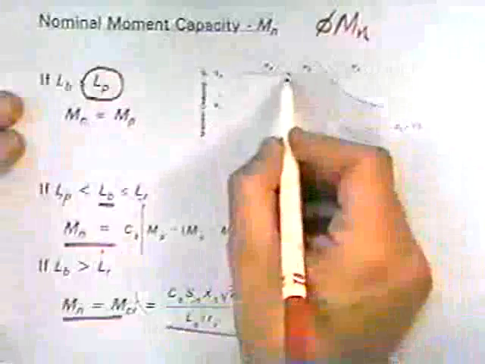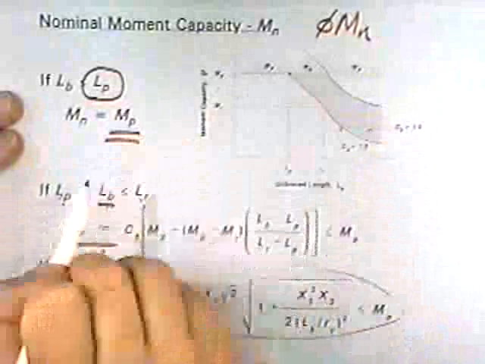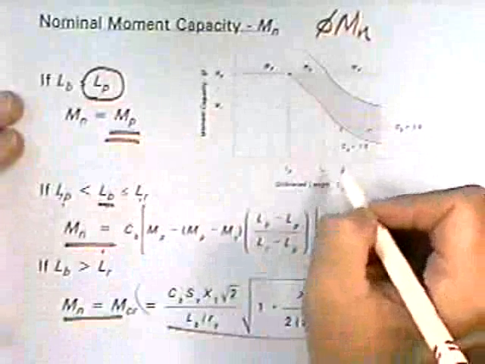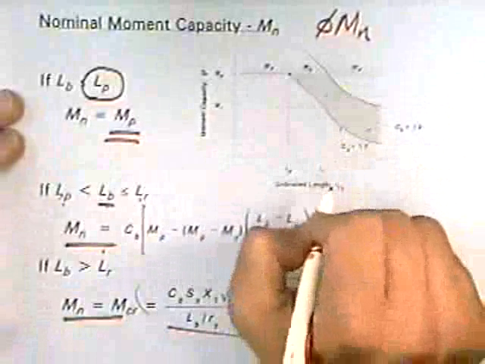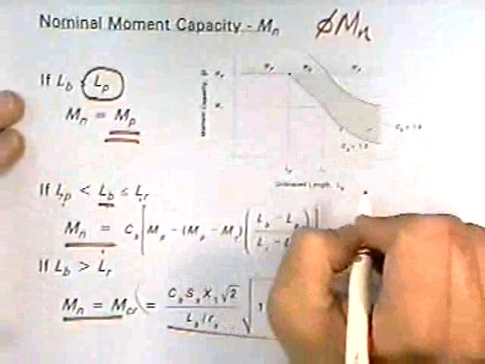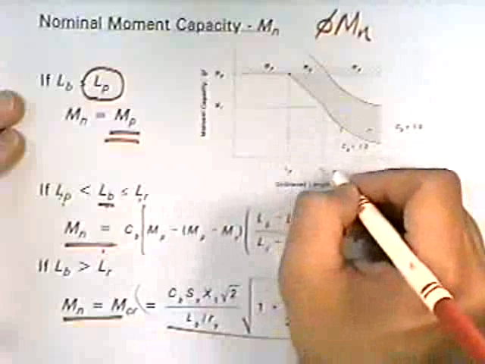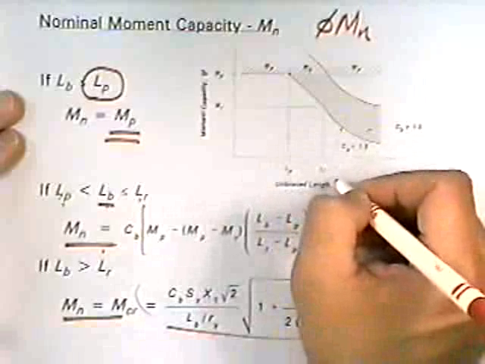Pardon? What are L sub p and L sub r? L sub p is the maximum unbraced length that you can have and still reach M sub p. L sub r is just another limit that's defined. It actually is the limit at which you don't yield anywhere in the cross section. Actually, it's the break point between the two equations. It's just a limit of the equations.